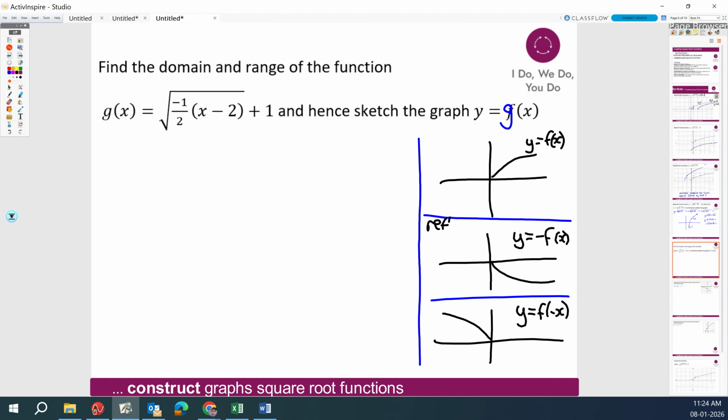So reflect in x-axis. Let me just write this, reflection in y-axis.